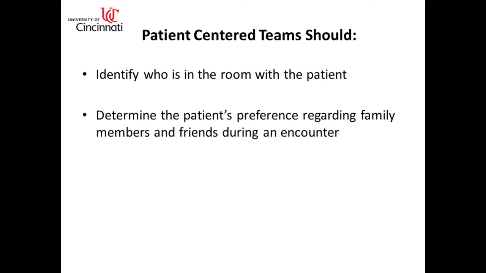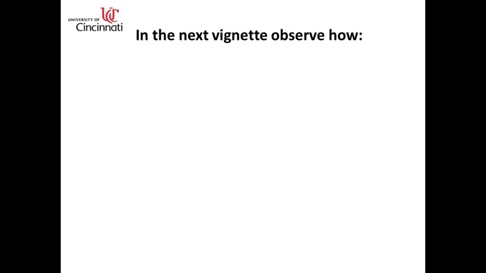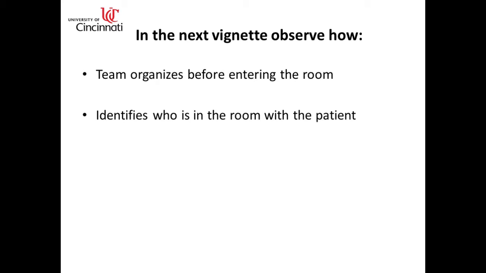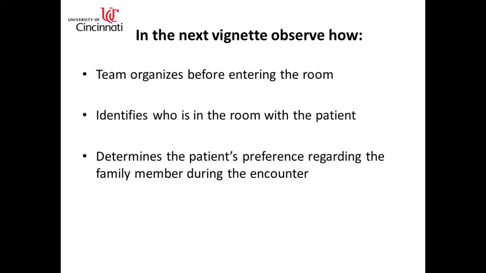Obviously, this is a dramatization, but if you're not careful and mindful of the people in the room, these kinds of things can happen. Patient-centered teams should identify who is in the room with the patient and determine the patient's preference regarding family members and friends during an encounter. In the next vignette, observe how the team organizes before entering the room, identifies who is in the room with the patient, and determines the patient's preference regarding the family member during the encounter.